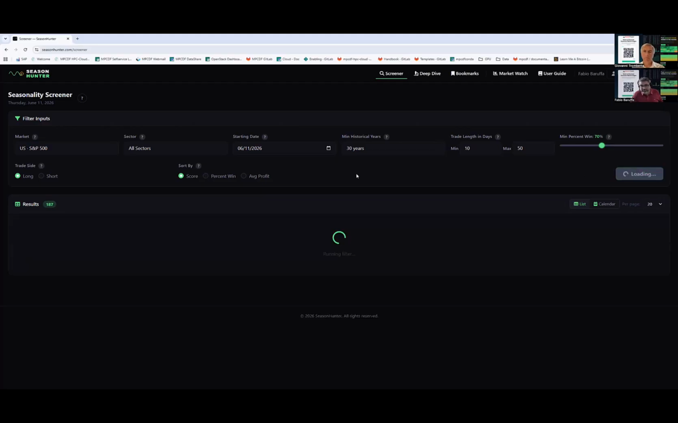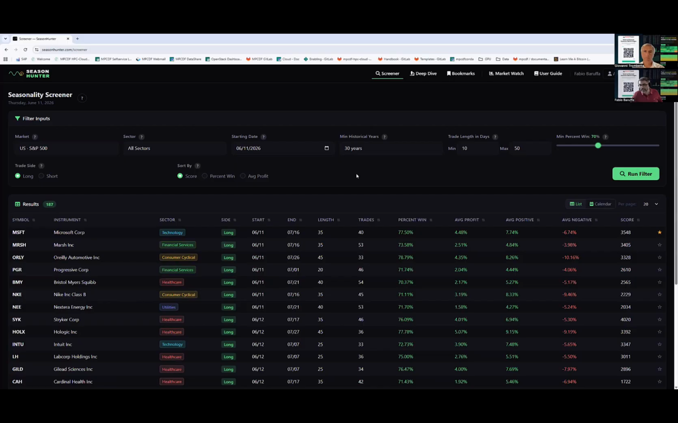You can run the filter, and actually the platform is scanning thousands and thousands of possible trades, and finding the best. I would say the best. This needs to be defined, what the best is, but it finds the most statistically relevant according to the input you are given. In this case, I want to filter for percentage win larger than 70%, and I want to have only long positions, and I want to sort by a parameter that we defined as a score.